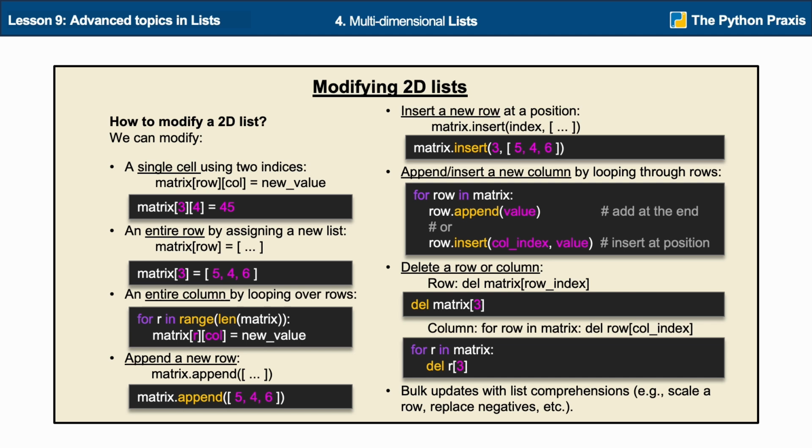We can also do bulk updates using list comprehensions, like scaling a row or replacing negatives in a list. And generally, when you want to transform values in a row or the whole grid, list comprehensions are an elegant and fast solution. These are the most common real-world edits you'll make to two-dimensional data.